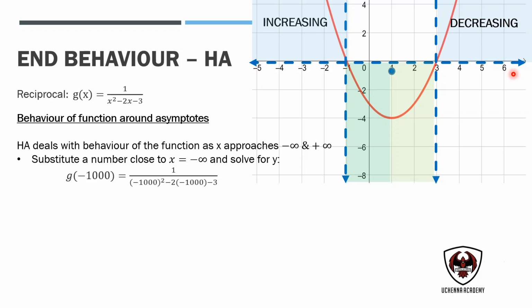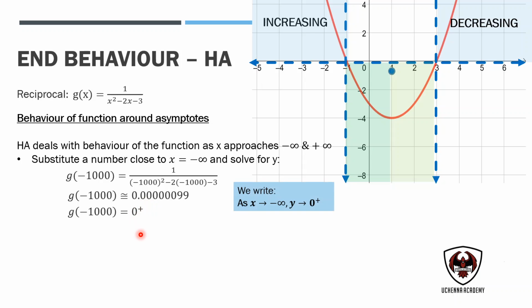I say negative 1,000. I'll plug that into my equation, and I'll end up with 0.00000099. Well, that's really close to 0, but it's slightly bigger than 0, right? It's positive and slightly higher than 0. So I'm going to say when x approaches negative infinity, my y value is getting close to 0 from the top or from above, and that's what this plus means, because it's just slightly bigger than 0. And what will that look like on the graph? There it is. As x approaches negative infinity, the y value approaches 0, but from above, because it's slightly higher than 0.